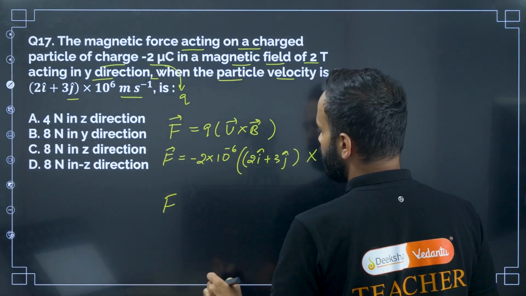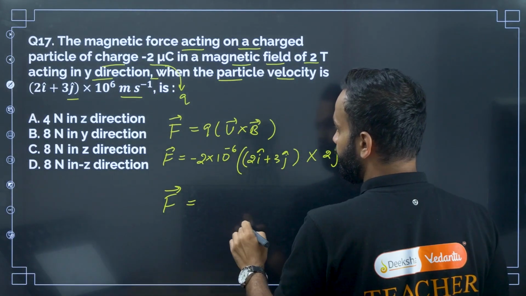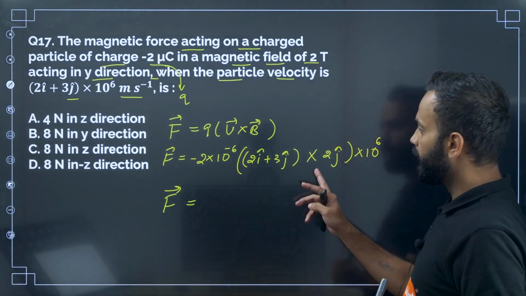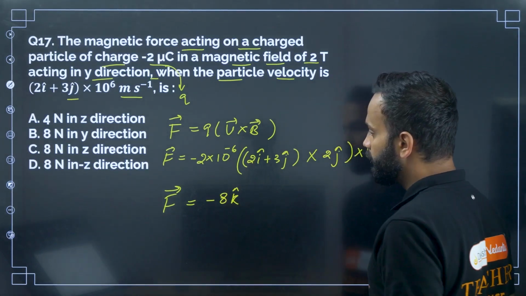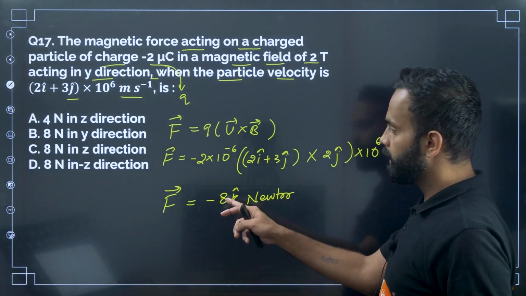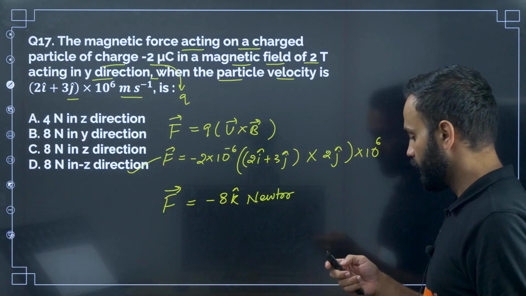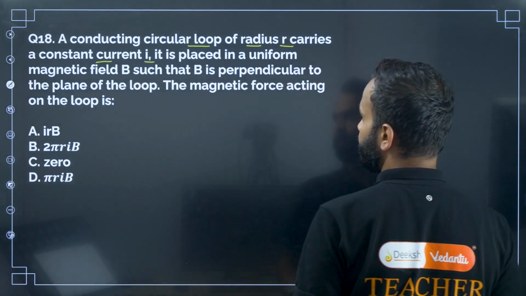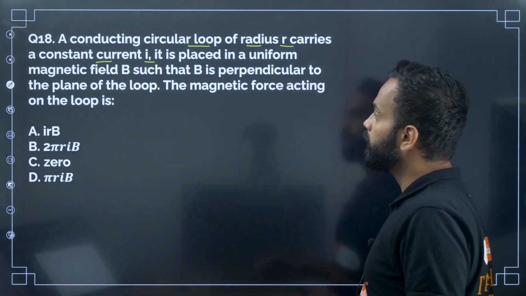Solve this, and you will get F vector equal to minus, 2 into 2 is 4, 4 into 2 is 8, so minus 8 k cap. That is, the force acting on the charged particle is 8 Newton in the negative z direction. So the correct option is D. Question number 18. A conducting circular loop of radius r carries a constant current I. So we have the circular loop, its radius is r and the current passing through the coil is I.